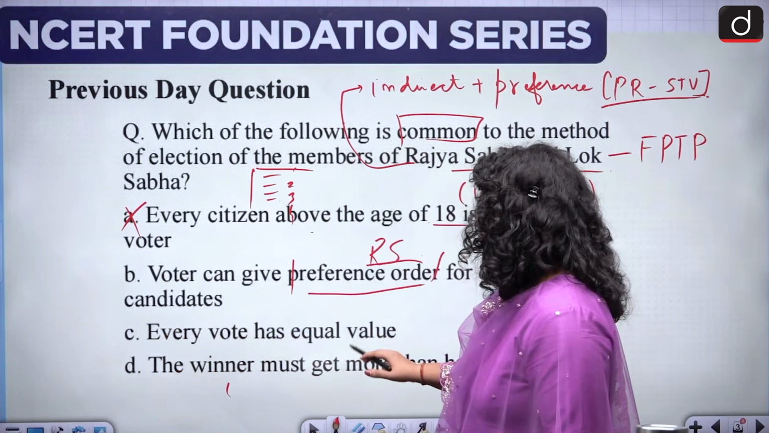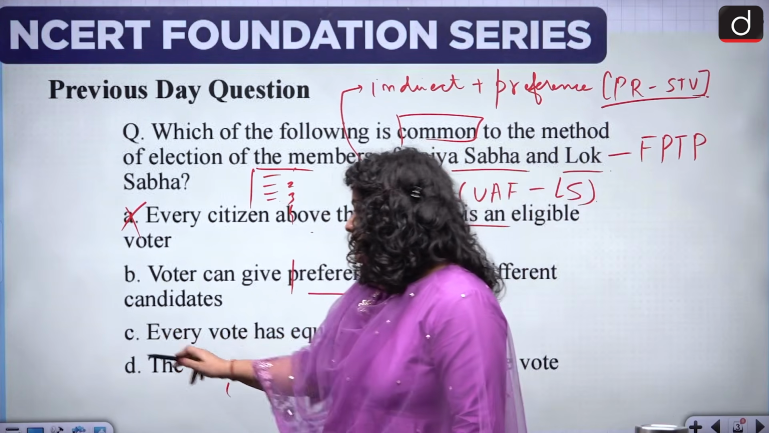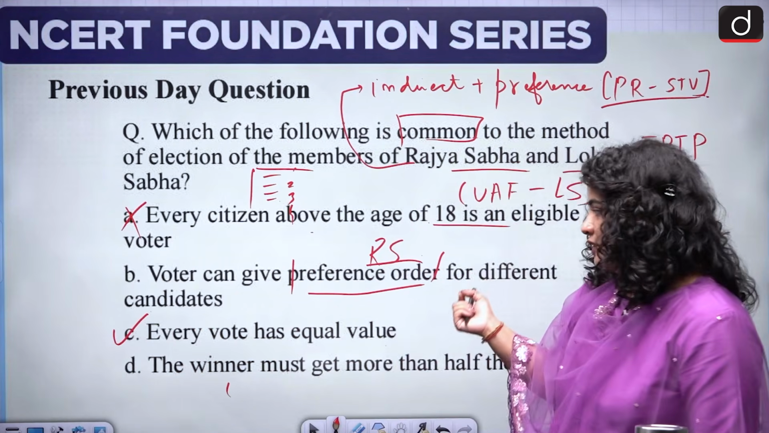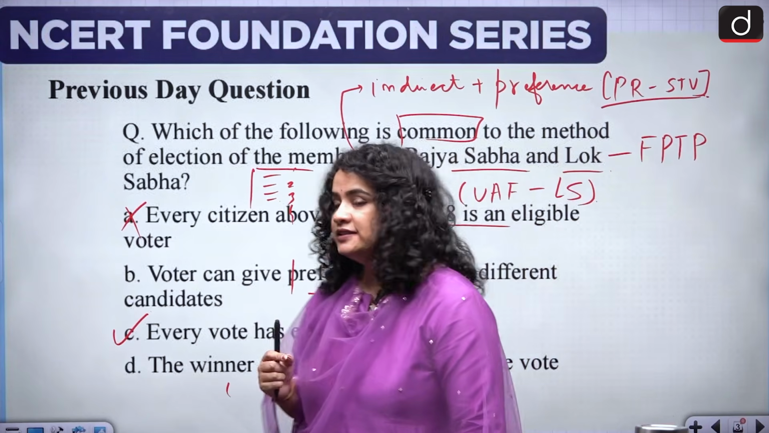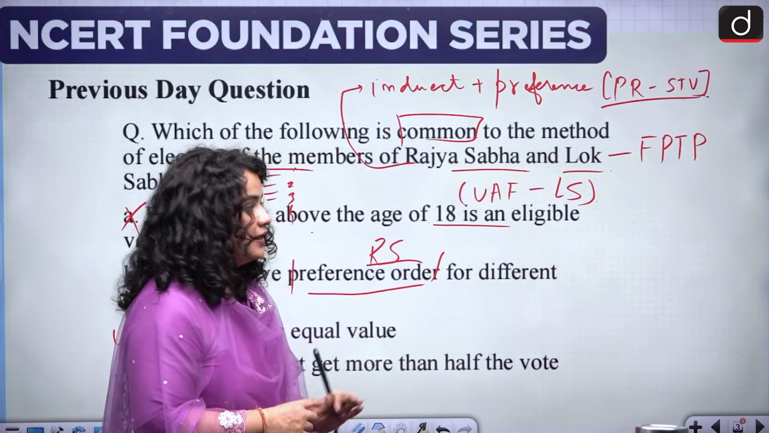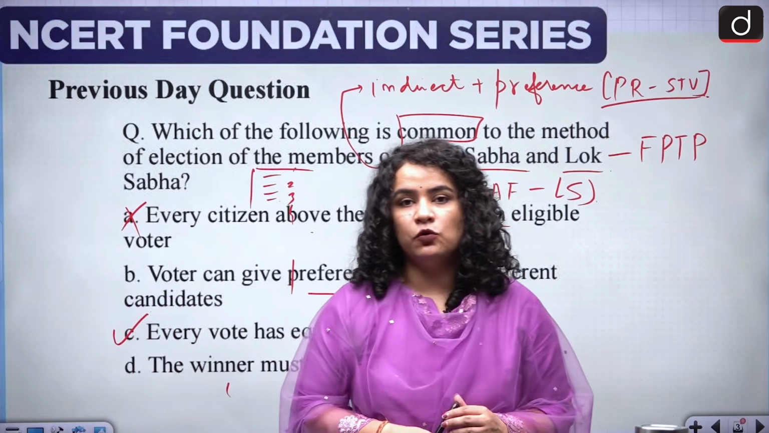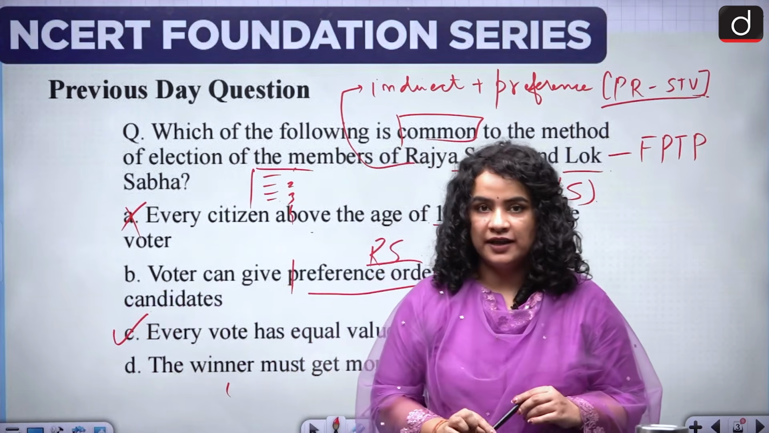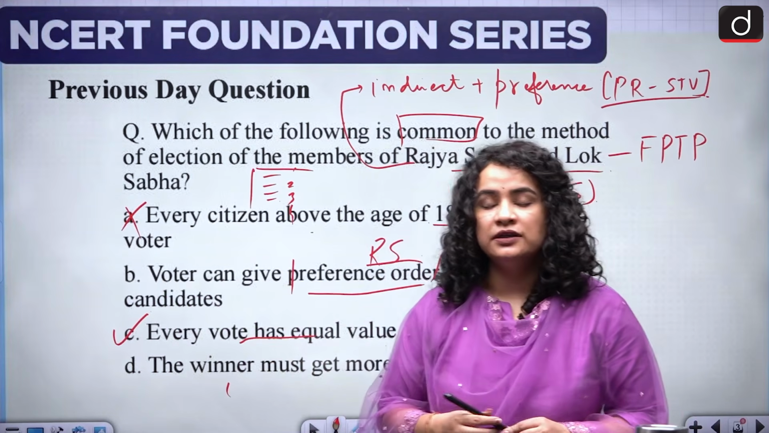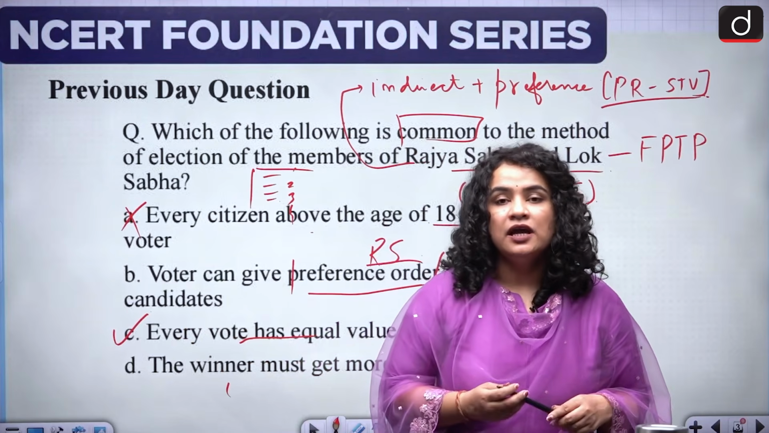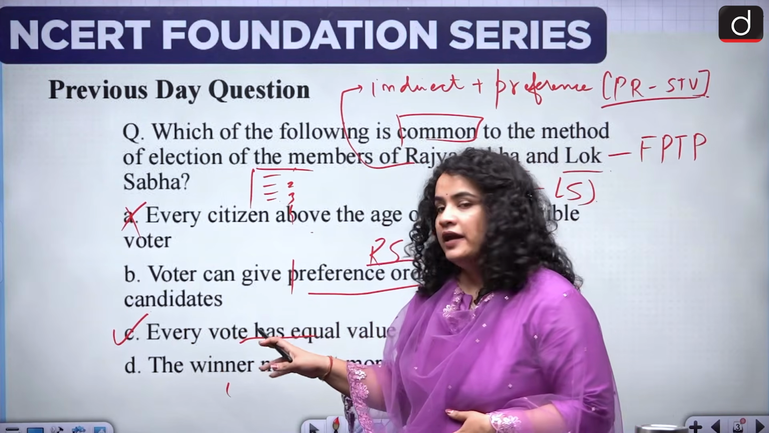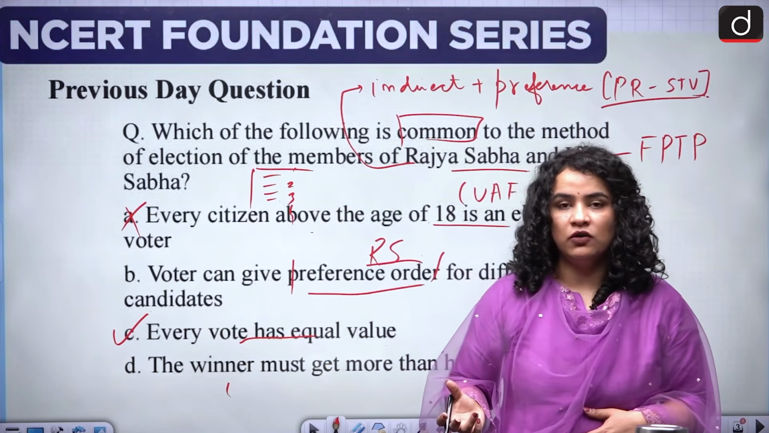Option C says every vote has equal value. This is indeed correct for both the elections. For the first past the post system or the Lok Sabha or the General Assembly elections, we have discussed in a lot of detail in quite a few lectures in the past that of course every person gets one single vote and every vote has the same value, alright. Even in the case of the Rajya Sabha, while we were discussing the proportional representation system, we realized that every MLA has the same votes, alright.